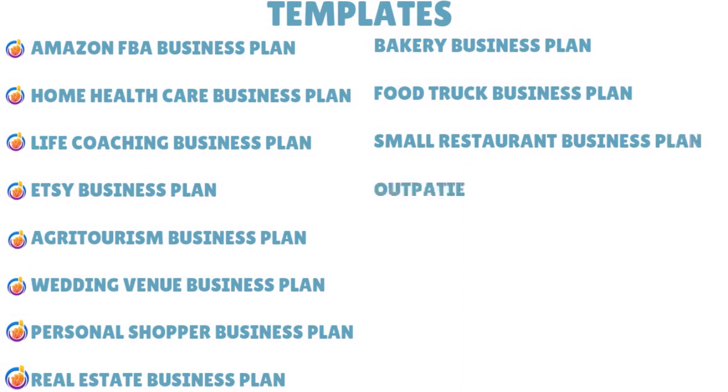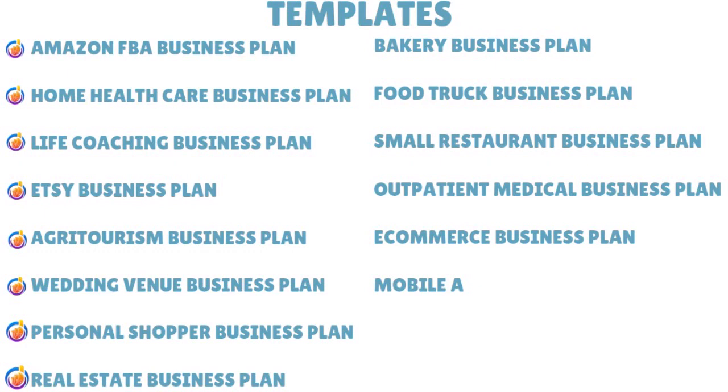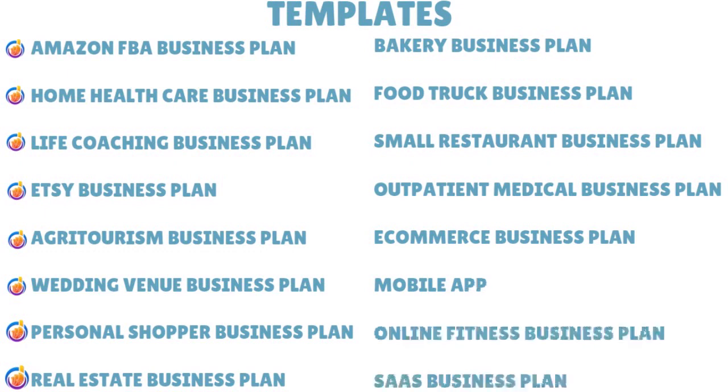You have outpatient medical business plan, e-commerce business plan, and you have a mobile app. You have an online fitness business plan. You have a SaaS business plan. You have a subscription box business plan. You have an Airbnb rental business plan. You have a fix and flip business plan. You have an artist business plan. You have a cannabis business plan. You have a clothing boutique business plan, a daycare center business plan, and a services business plan.